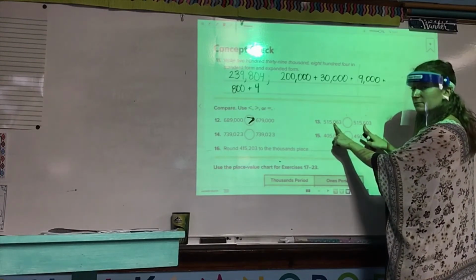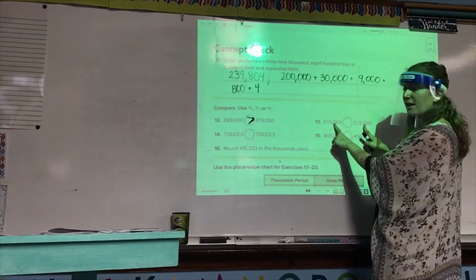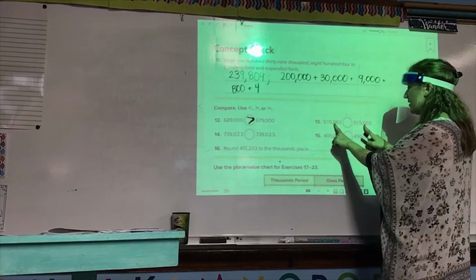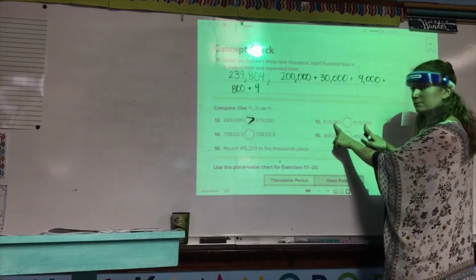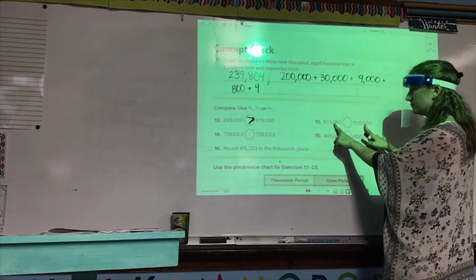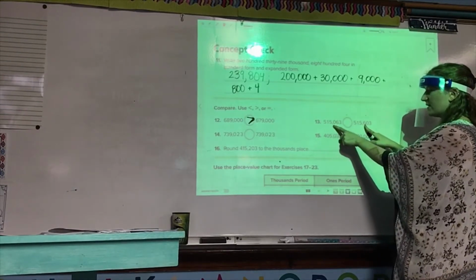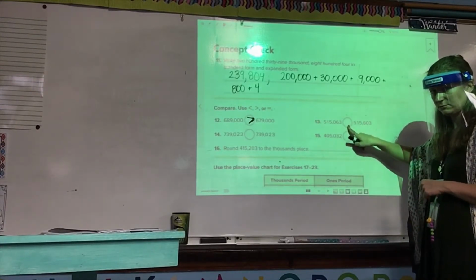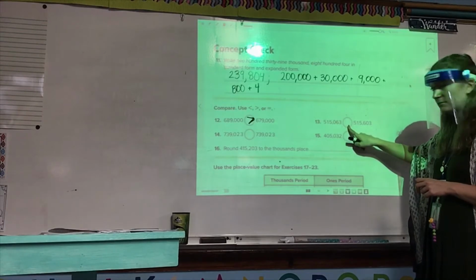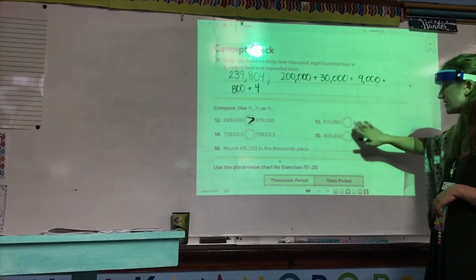So is 0 greater than, less than, or equal to 6? 0 is less than 6. So that means 515,063 has to be what? Has to be less than. Very good. It has to be less than 515,603.